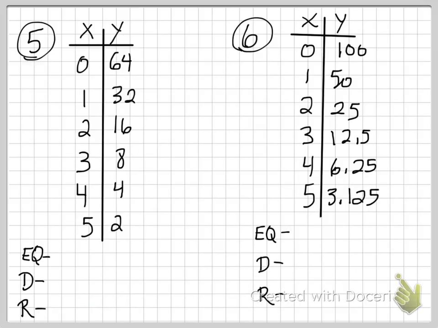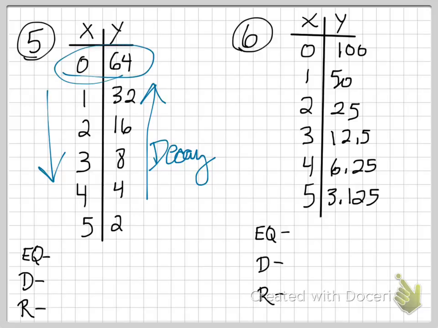Number 5 and 6. Number 5. As x increases, what is y doing? It's decreasing. That means I have a decay. So I'm expecting a fraction for my base. I'm also expecting that 64 to be in the equation because it is the y value when x is 0.